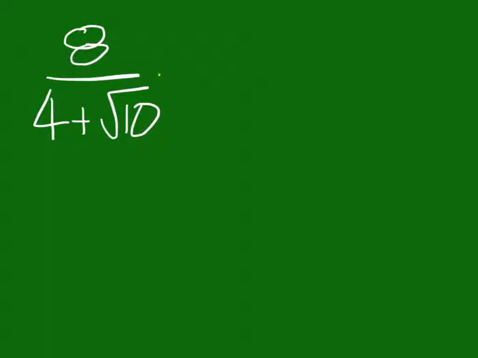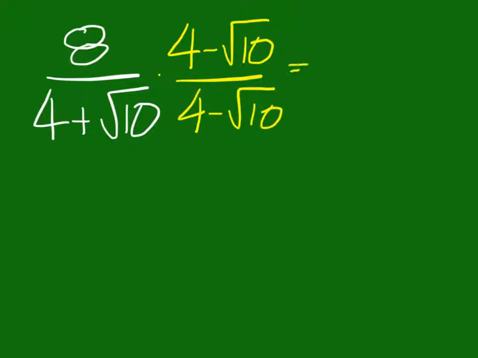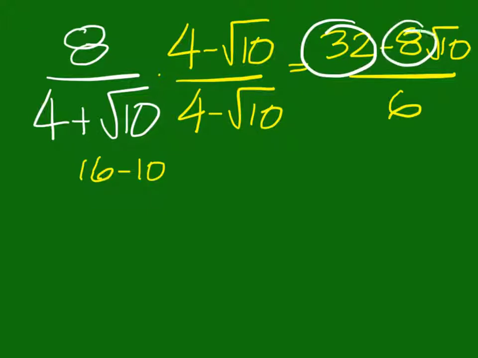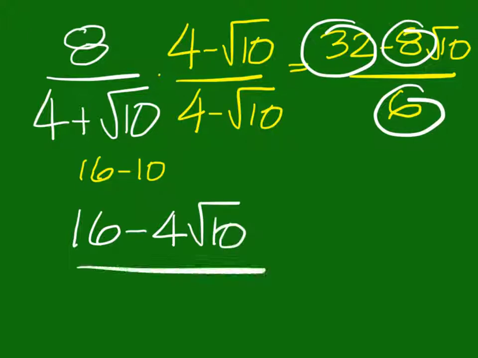For this practice problem, multiply the top and the bottom by 4 minus the square root of 10. On the top, you will get 32 minus 8 square root of 10, and on the bottom, it is 16 minus 10, which is 6. You can get a 2 out of each of these numbers to make it 16 minus 4 square root of 10 over 3.